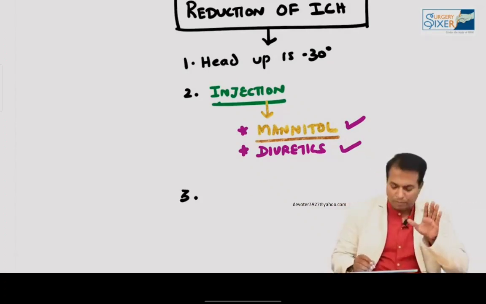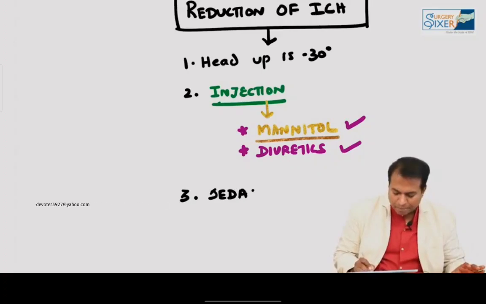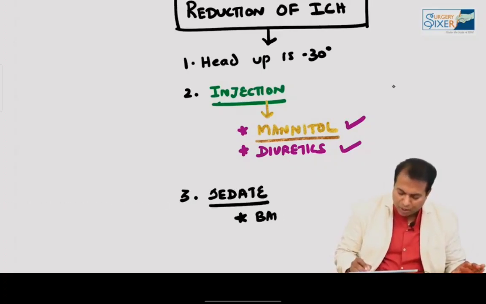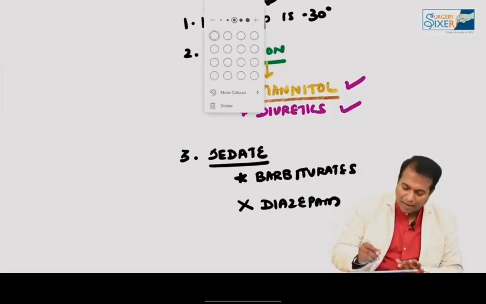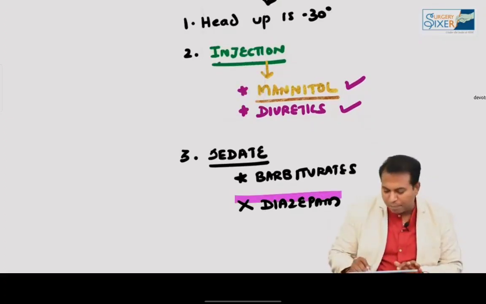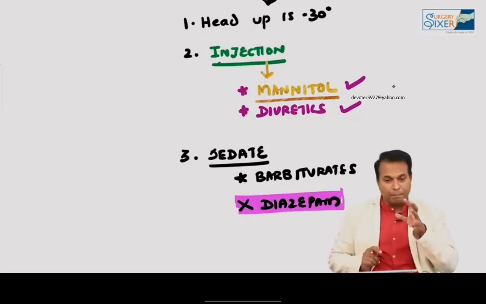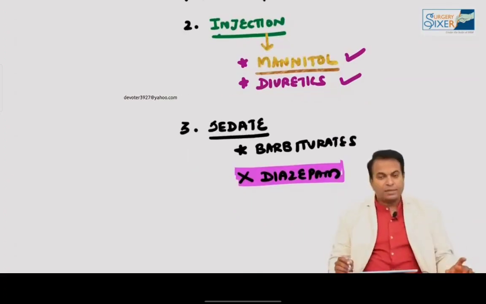Number 3, the patient will be aggressive, irritated, so we should make them calm. How will you sedate them? For sedation, we will give barbiturates. What should you not give? Diazepam should not be given. I am highlighting with the pink color the things that should not be done in head injury trauma. Diazepam will suppress the respiratory center, so you should not give diazepam, but we can give barbiturates.